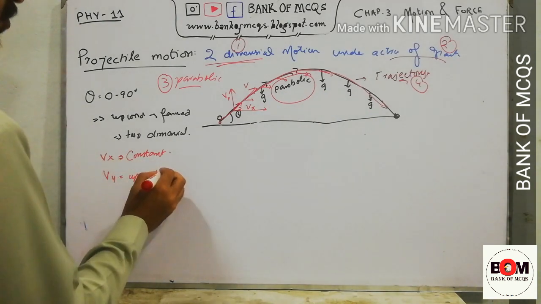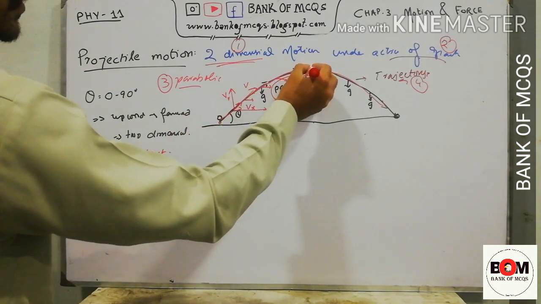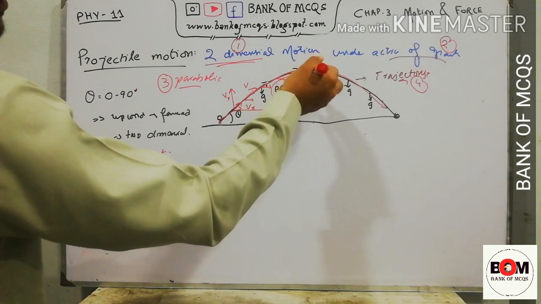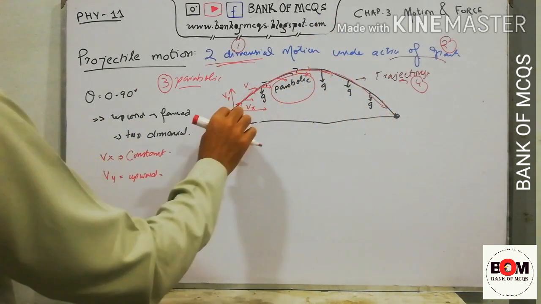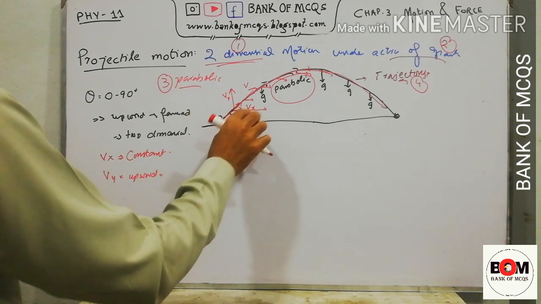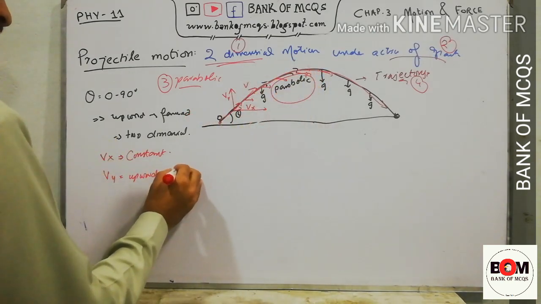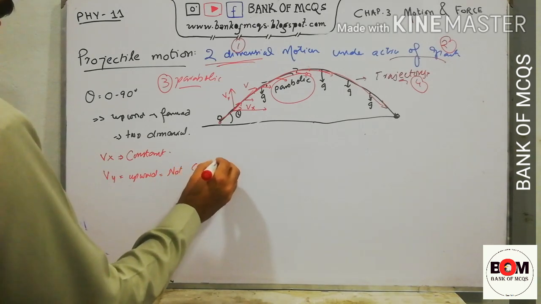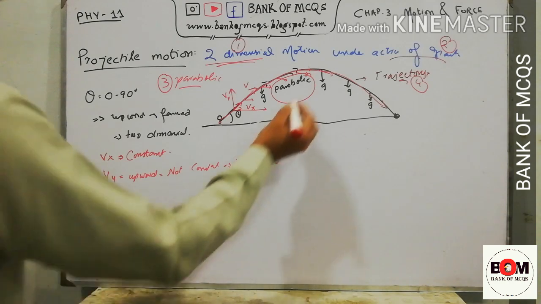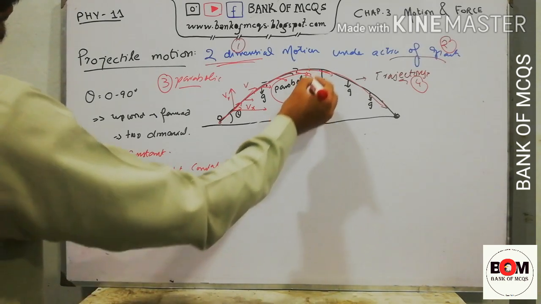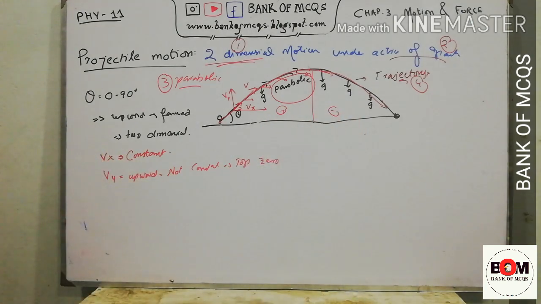So it was moving upward, but at the top it stops moving upward and starts moving downward. So this Vy doesn't remain constant, but at the top it becomes zero. So Vy is not constant and at the top it is zero. But we can also say in this portion it was positive, in this portion it is negative.